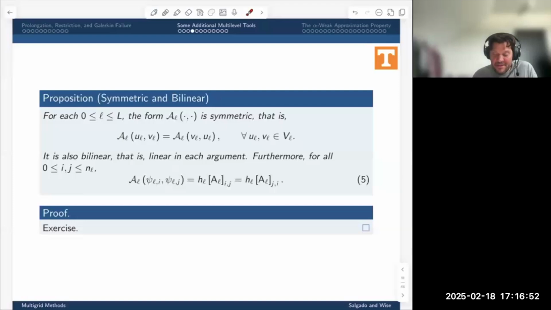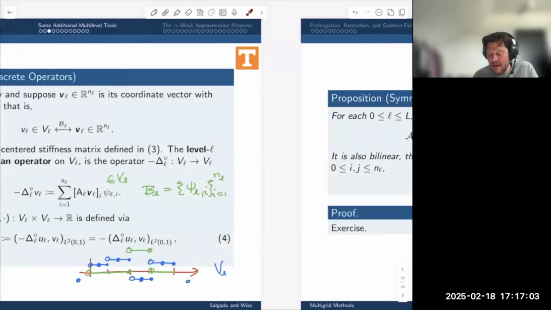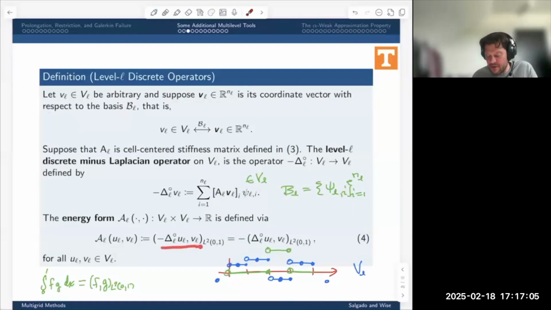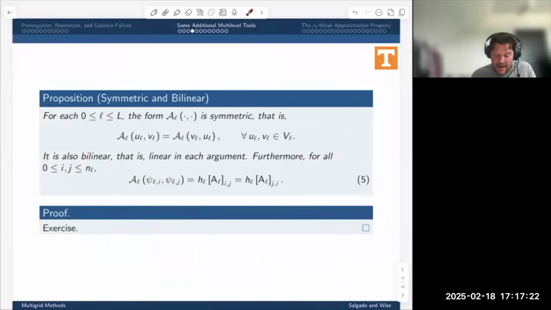I'm claiming also, besides symmetry, we also have bilinearity. That is, we have linearity in each one of these first and second arguments. So I'm going to leave that one to you also to prove. I think that one actually follows quite easily from the definition, and the fact that this operator here is a linear operator, and the standard L2 inner product is already linear. So using those two properties, you can show that. What else do we have?